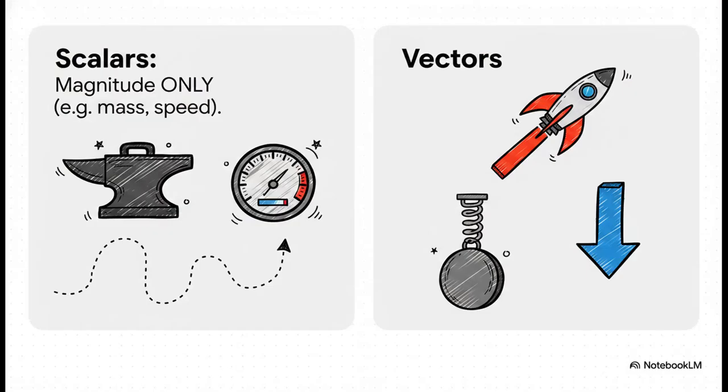So before we can even start calculating how things move, we've got to get our vocabulary straight. There's a pretty stark contrast between these two fundamental ideas. On the left, we've got scalars. These have magnitude only, basically just a size, like mass or speed. But over on the right, vectors. Vectors have magnitude and direction. Think weight, velocity, displacement, force. Just adding that specific direction literally changes the entire physical meaning of the number.